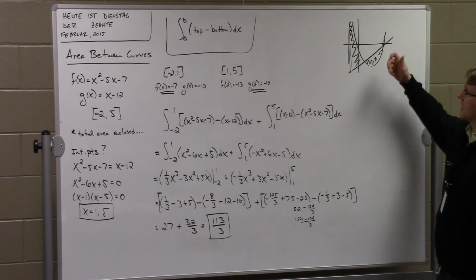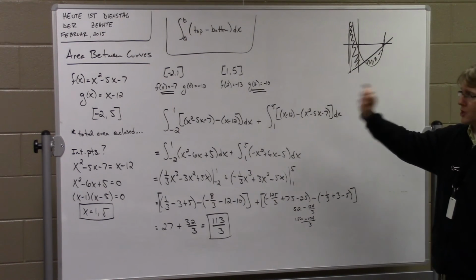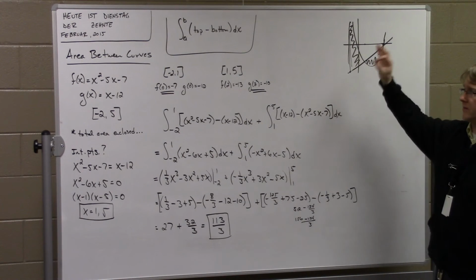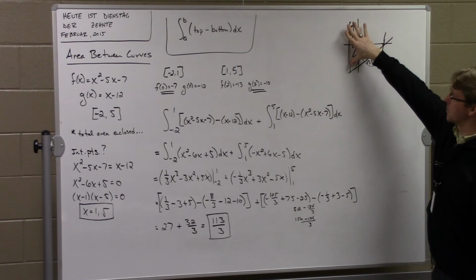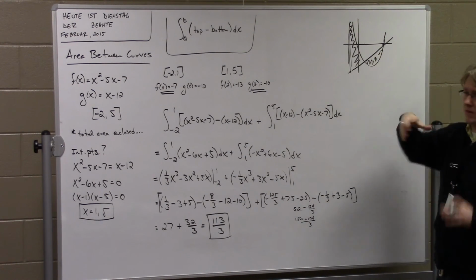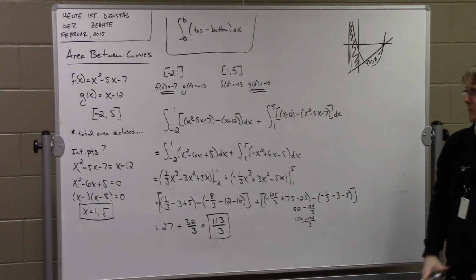That is not canceling out. If you do it as one giant -2 to 5, you'd have canceled. This would be considered positive area, this would be considered negative area, and they would knock each other out. And that would be way too small.